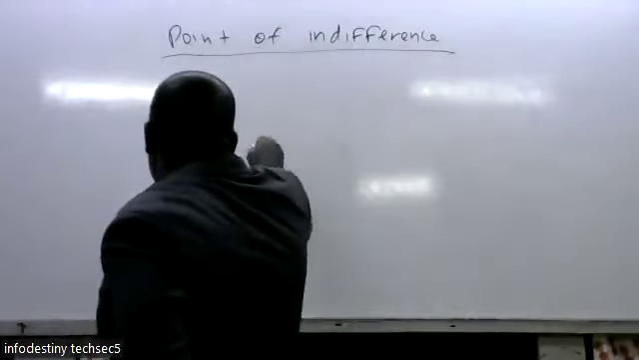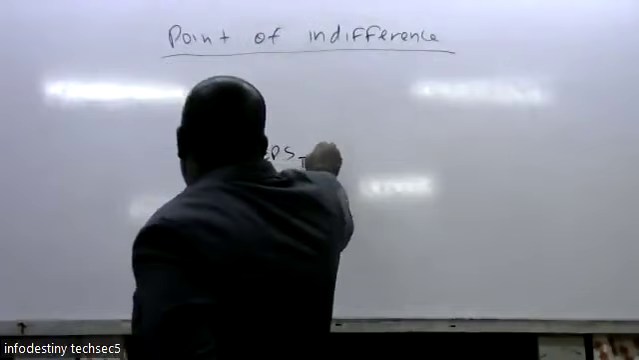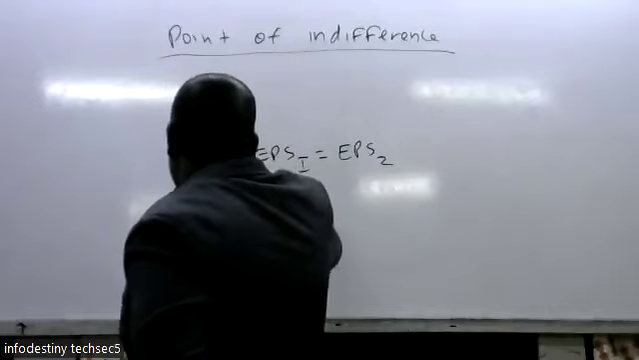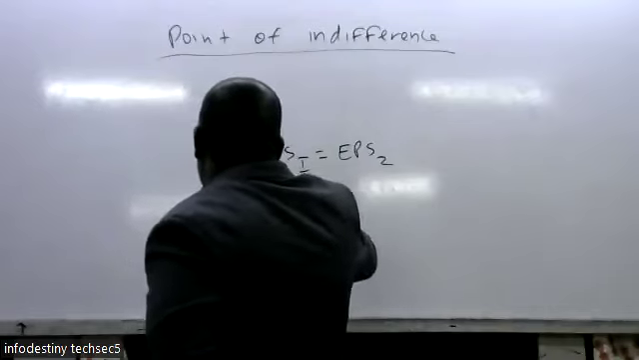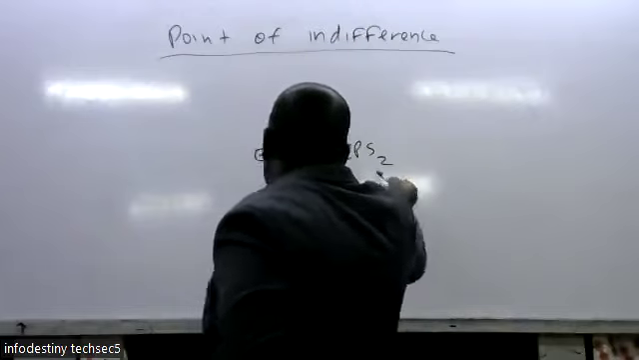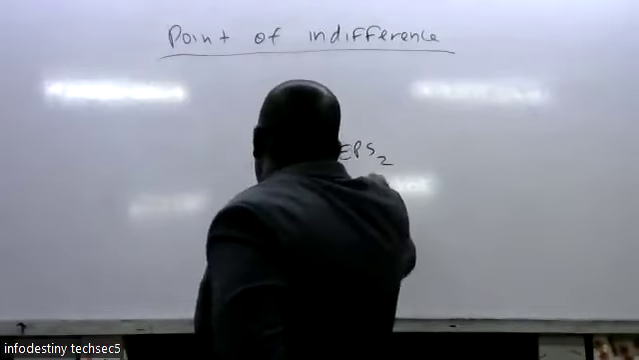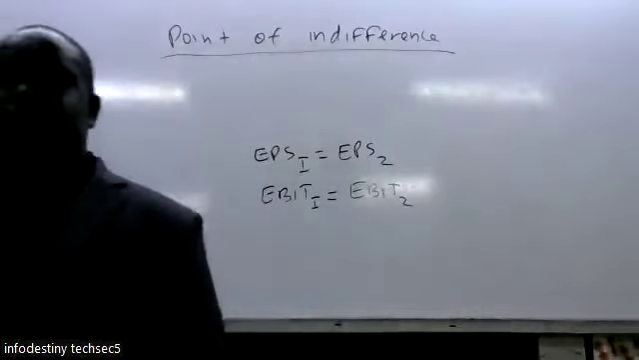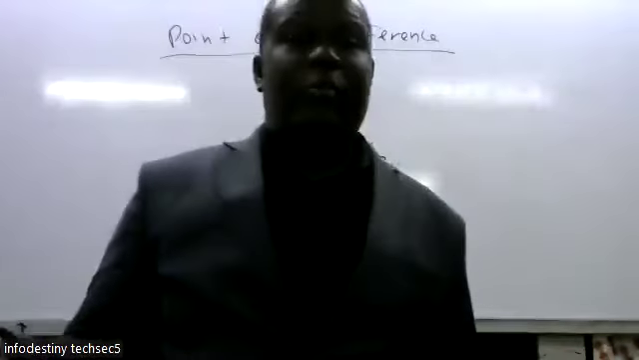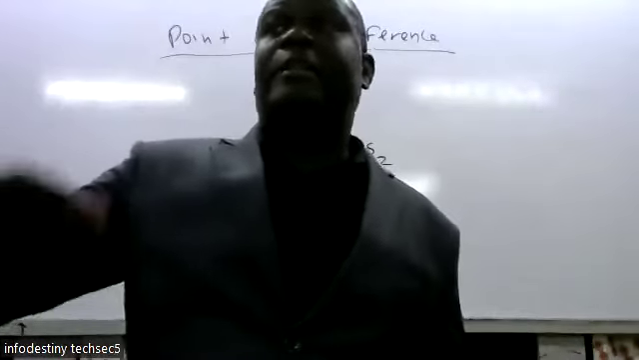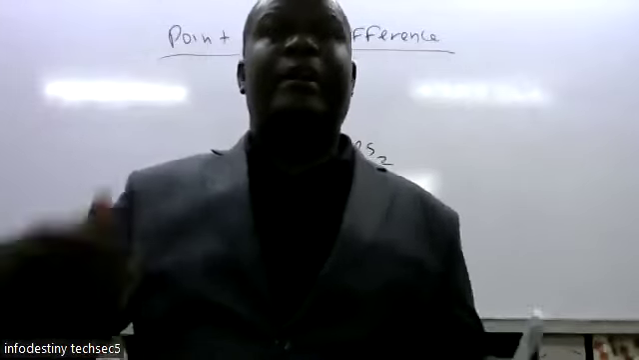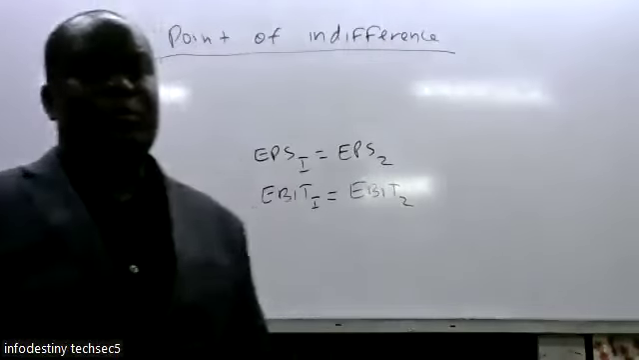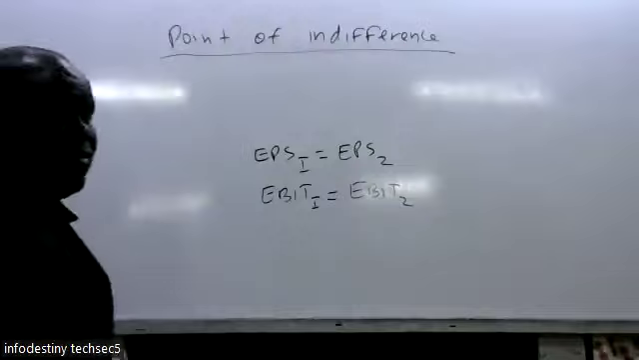So our interest is the earning per share. Let's say earning per share for option 1 will be the same as earning per share for option 2. Also, earnings before interest and tax for option 1 will be the same as earnings before interest and tax for option 2. So that's what we mean by the point of indifference. It is simply that point of financing where earning per share and earnings before interest and tax of all the available financing options are the same, so that you are not sure which option to use. That's why we say we are now indifferent.